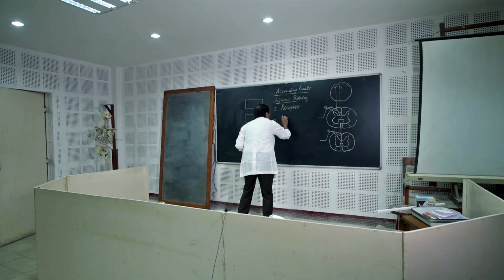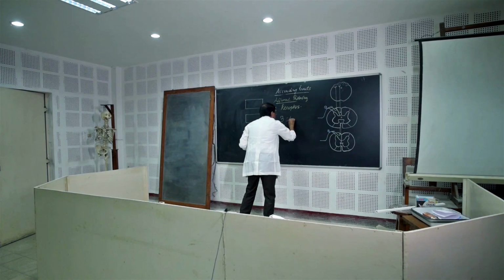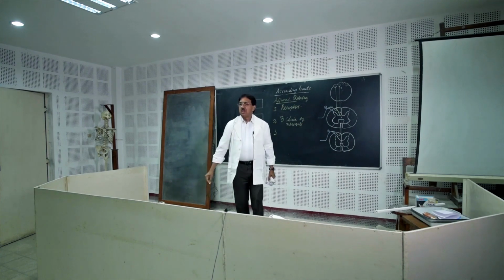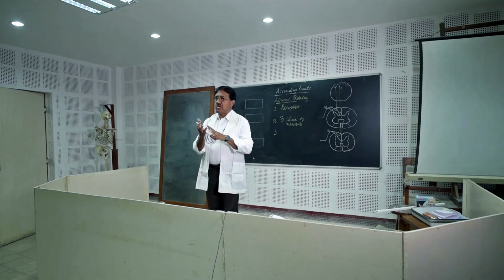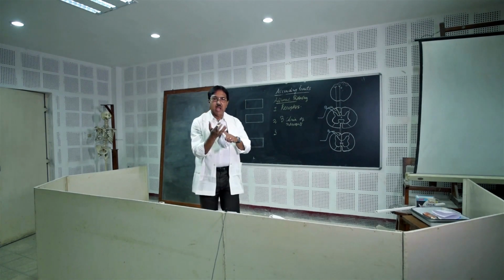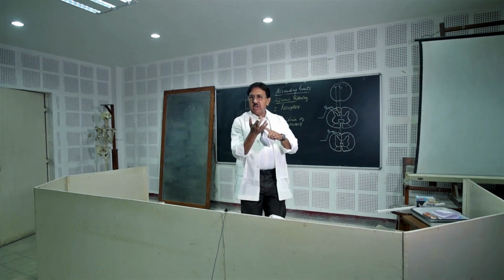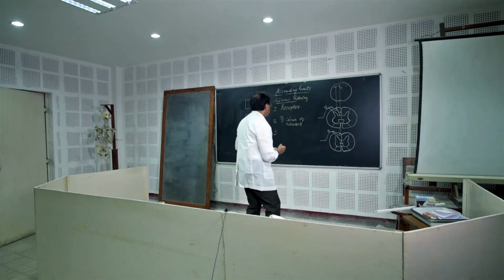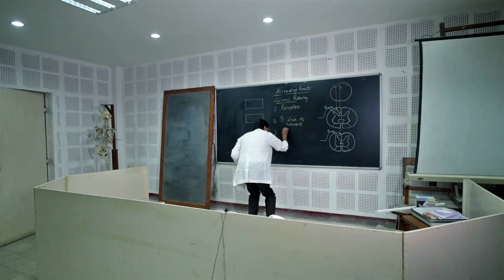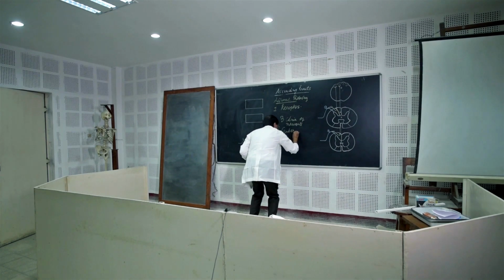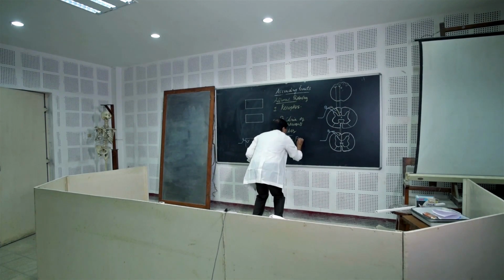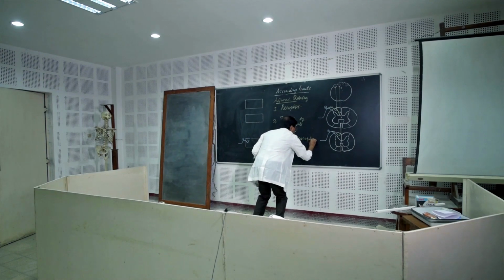Apart from these receptors, next is at least three chains of neurons, which are known as first order neuron, second order neuron, and third order neuron. After the three chains of neurons comes the center for perception.